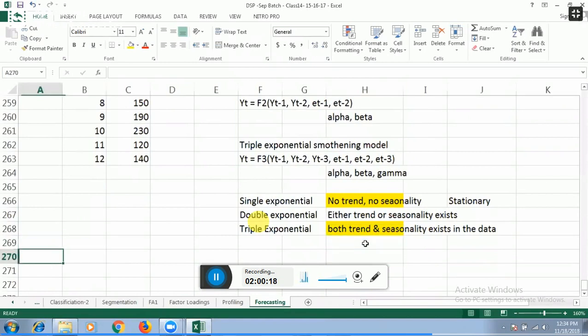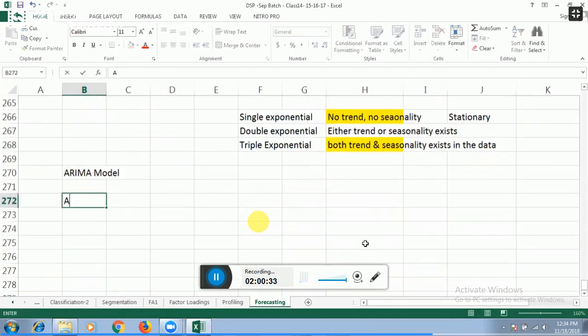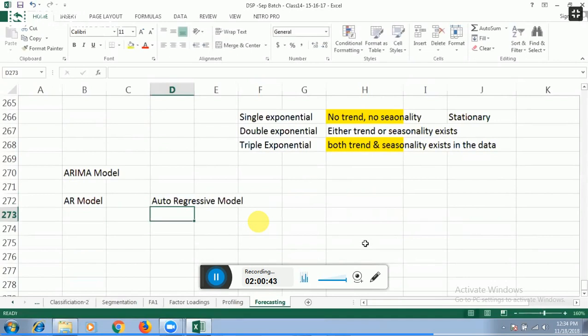Okay, so this is the single exponential, double exponential, triple exponential. Now the other one is the ARIMA model. When I say ARIMA model, first I need to explain what the AR model is. AR is nothing but autoregressive. So what is an autoregressive model? An autoregressive model is nothing but my current value is a function of my previous values.